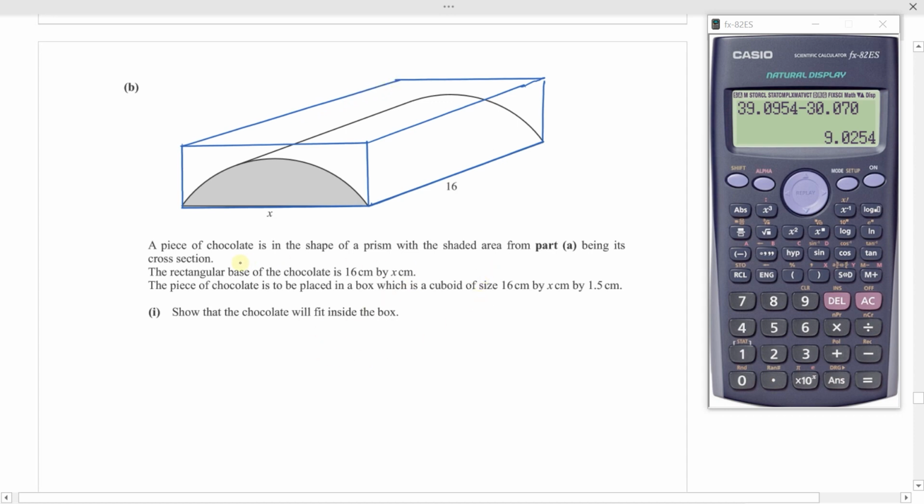You're trying to pack this piece of chocolate. So this side is 16, which is fine. The chocolate has also the same side, 16. This side is x, which is also fine. The height of the box is 1.5 centimeters.